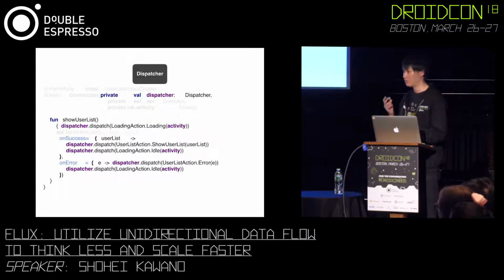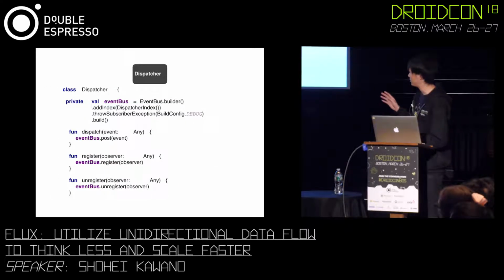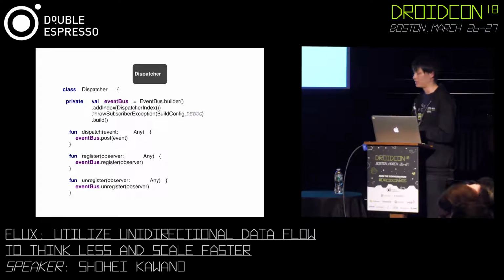Now let's see how the dispatcher is implemented. This is a dispatcher class. How does a dispatcher dispatch something throughout the application? In this example, we use an event bus. We have three functions: dispatch, register, and unregister. The dispatch function broadcasts actions throughout the application. Register registers an observer for the given event to start observing. And unregister unregisters an observer from the dispatcher.